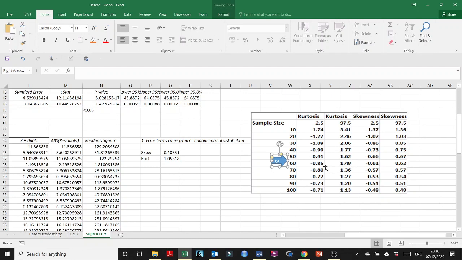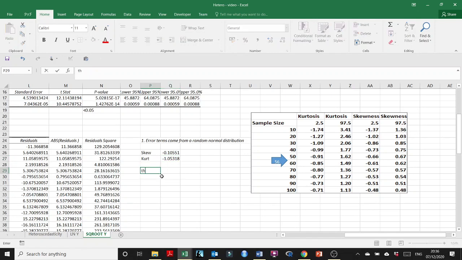Oh no, kurtosis in fact is not within the range. Wait a minute. No, kurtosis is not within the range. You see the skewness here? Skewness is minus 0.1. Let's see. Minus 0.1, it's within the range. But kurtosis is not within the range. Look at the kurtosis here. It is not within the range.